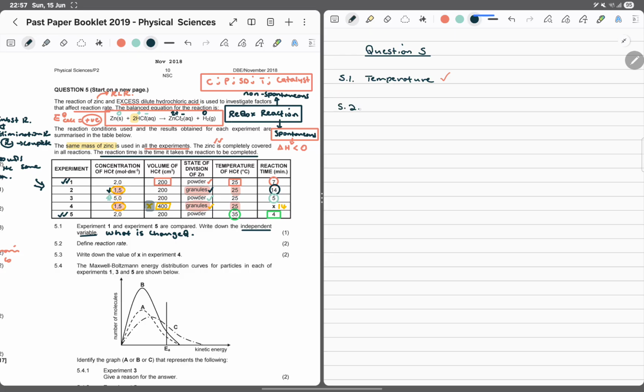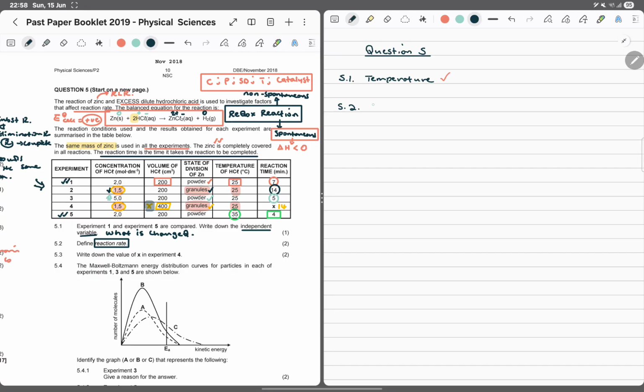So 5.2. We are to define the reaction rate. Of course, guys, definitions. If you know them, good. If you don't, this is the chance to revise. Now, this means if you are not comfortable with the definition that you see right now, go and revise all definitions in this section, so that you are ready to tackle any question that may be related to these.